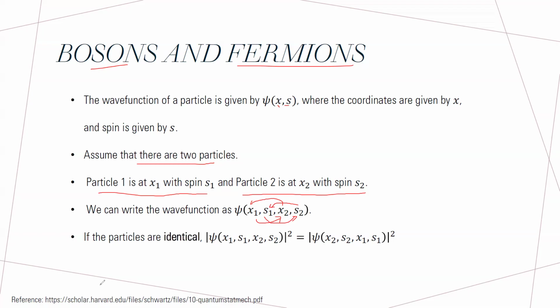And then, if the particles are identical, we can write that their magnitudes are equal. So if we calculate the magnitude squared, it is equal to the magnitude squared of psi of x1 s1 x2 s2. It is equal to the magnitude squared of psi of x2 s2 x1 s1. So actually, the square of the magnitude must be equal if the particles are identical.